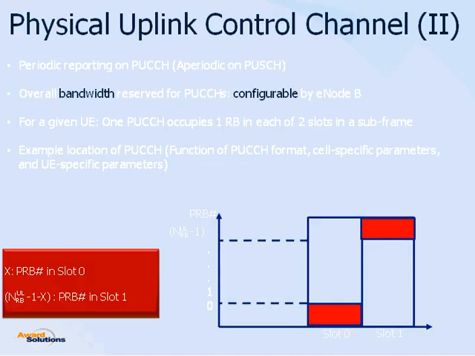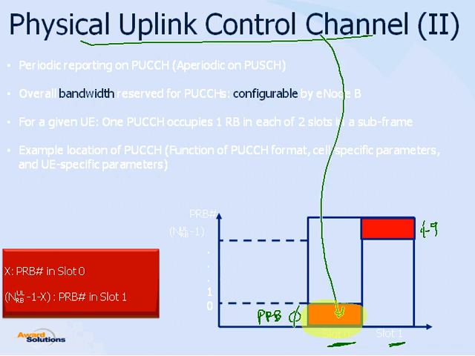Now, where is that channel? There are different formats of the uplink control channel, and I will give you one example. One possible location is PRB number 0 for the first slot and PRB number 49 for the second slot. That's where the uplink control channel would exist. This is one valid example. In this case, it occupies one resource block in each of the time slots. However, we may have multiple resource blocks for the control channel, but this is just one example.